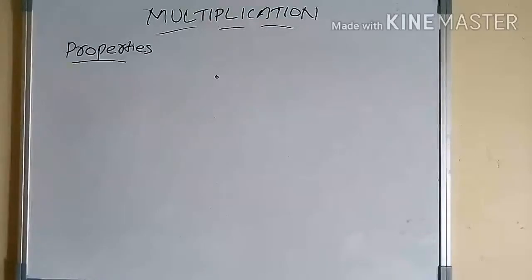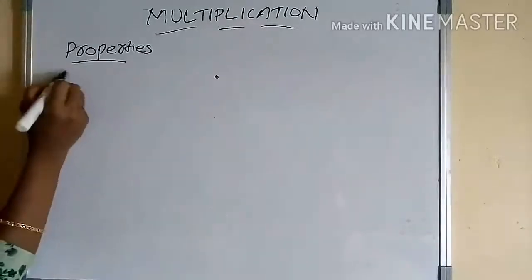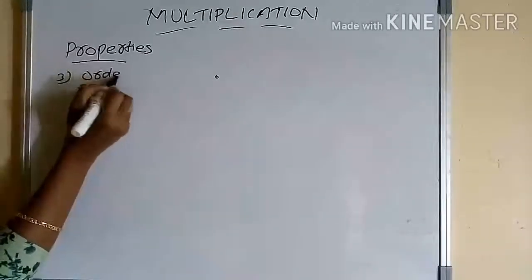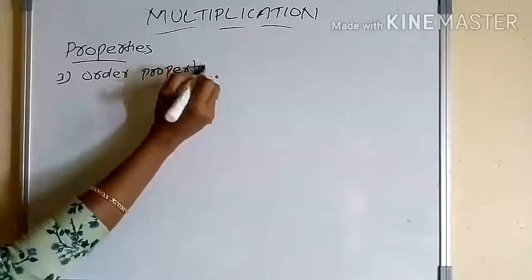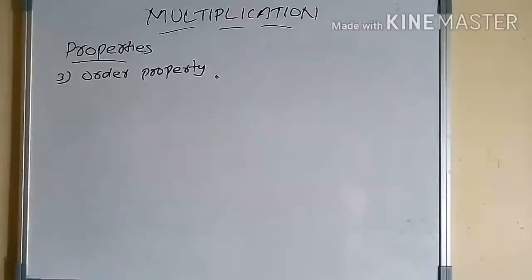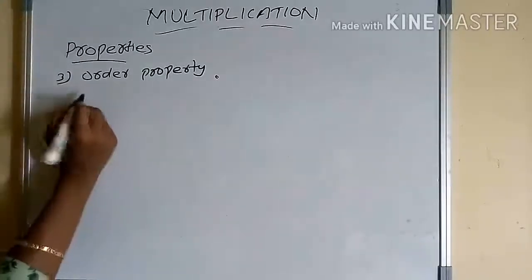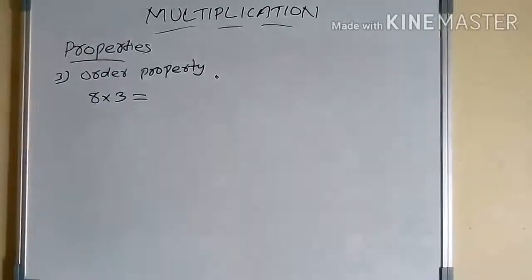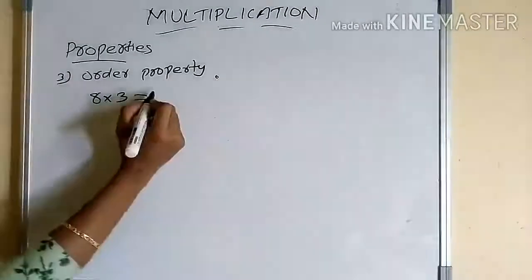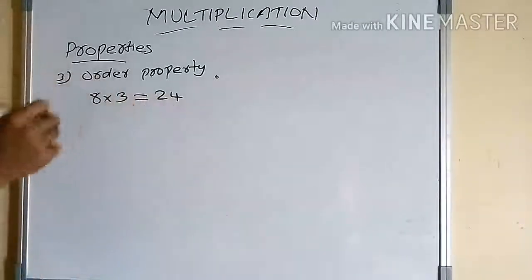Next property of multiplication, third property, is order property. Order property. When we multiply two numbers in any order, the product is same. Product means the result. Result is same. See one example. 8 into 3. What is the answer? 8 into 3? 24.